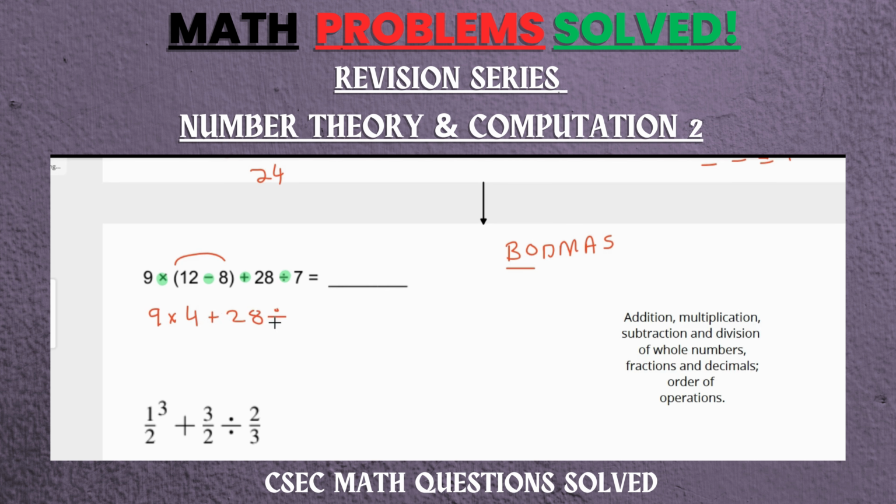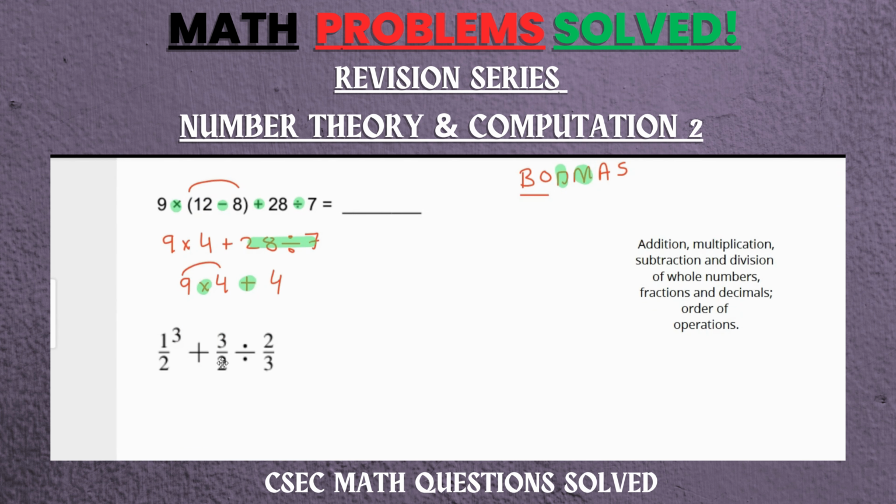28 divided by 7. Then you have to solve for the divisions. This is a division. 28 divided by 7. What is 28 divided by 7? You know it's just 4, right? Then we have two operations, multiplication and addition. According to this rule, you should solve multiplication first. So what is 9 times 4? 9 times 4 is 36, right? So it will become 36 plus 4, and you know 36 plus 4 is 40. So the answer for this question will be 40.